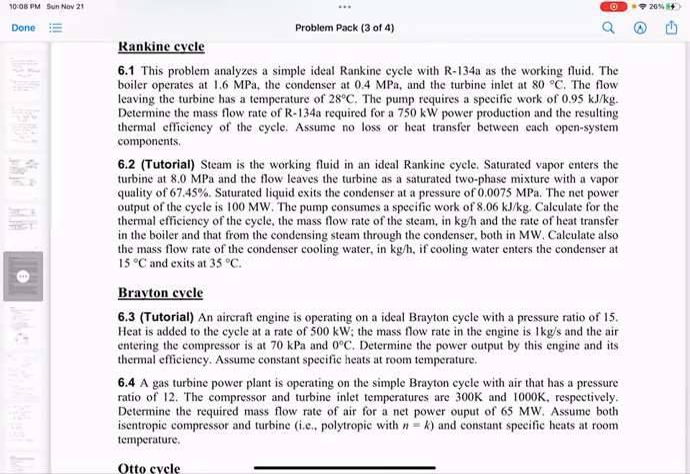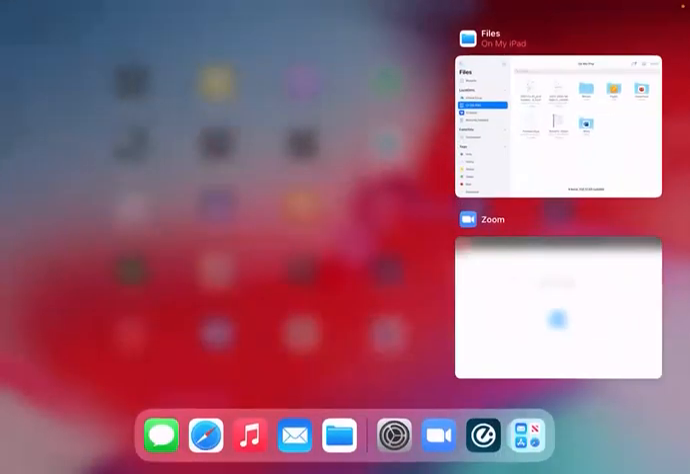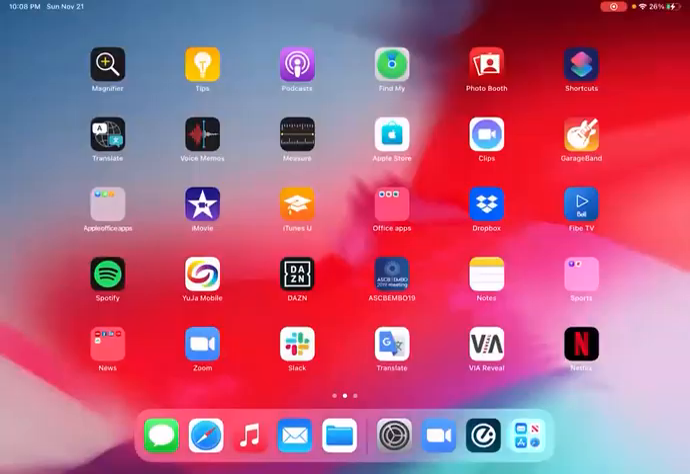Calculate the thermal efficiency of the cycle, the mass flow rate of the steam, the rate of heat transfer in the boiler, and the rate of heat transfer in the condenser, and calculate also the mass flow rate of the cooling water. So this would be in the condenser, if the water enters the condenser at 15 and exits at 35 degrees Celsius. Okay, that's a pretty long question, so buckle up and let's get started.